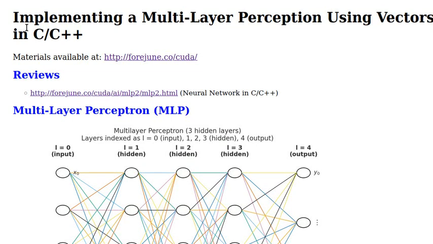This video, implementing a multi-layer perceptron using vectors in C++, is a follow-up to our earlier video on implementing a multi-layer perceptron in C++, which can be found at this link.